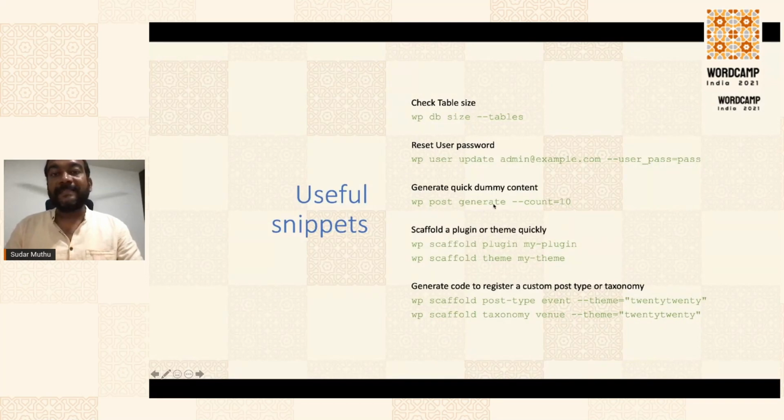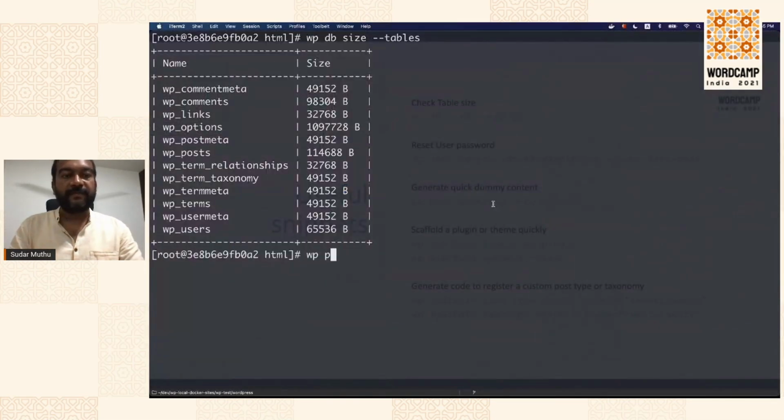You can also quickly generate dummy content. This will be useful, let's say you're creating a site and you want to quickly preview a theme and things like that. What you can do is wp post generate --count=10.